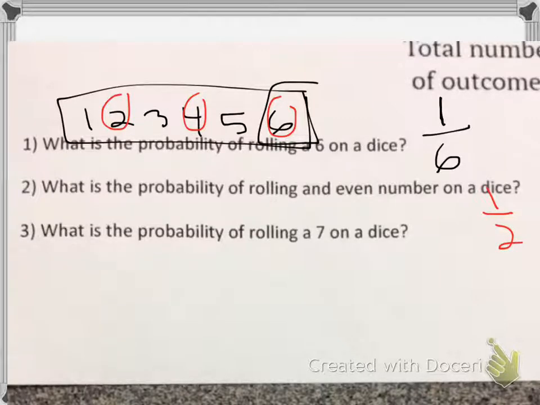Number 3 says, what is the probability of rolling a 7 on a dice? Well, there's not a 7 on a dice. So our answer would have to be 0. Or we could write the empty set, which really just stands for no solution.